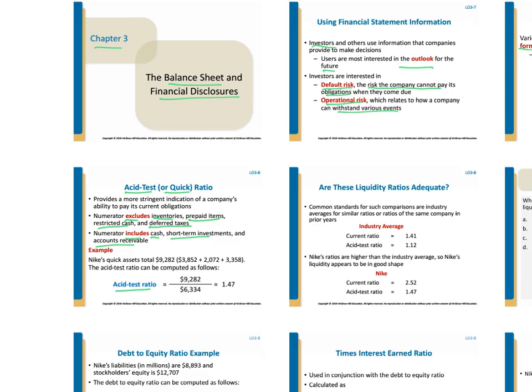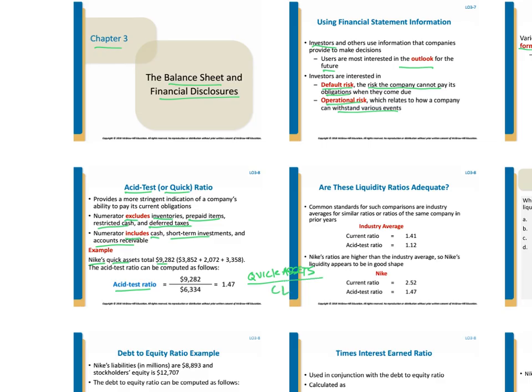So in this example, we had Nike's quick assets, which are $9,282,000,000, and this is pulled directly from the balance sheet, which we just talked about in previous portions of the chapter on how to prepare. And then that information is divided by the current liabilities. So we have the quick assets, which again are the cash, the short-term investments, and the accounts receivable, divided by our current liabilities.